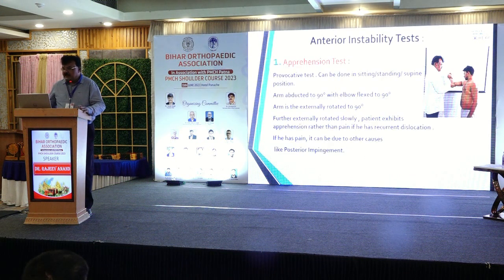So coming to the anterior instability test, we call it the apprehension test because it's a provocative test. Can be done in sitting, standing, supine, whatever you feel. Ask the patient to abduct the arm to 90 degrees with elbow flexed to 90 degrees. Arm is gently externally rotated to 90 degrees. Further external rotation slowly we have to do, and then patient exhibits apprehension. You have to see the patient's face.